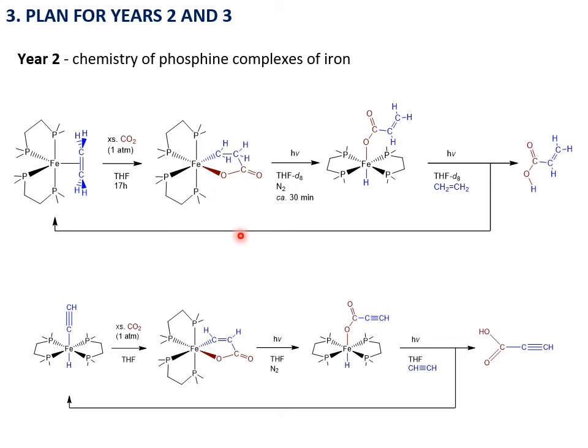I will follow up with the remaining steps. First, the cleaving of the metallolactone to obtain this acrylato hydride, and then the elimination of the acrylic acid fragment and subsequent regeneration of the catalyst.